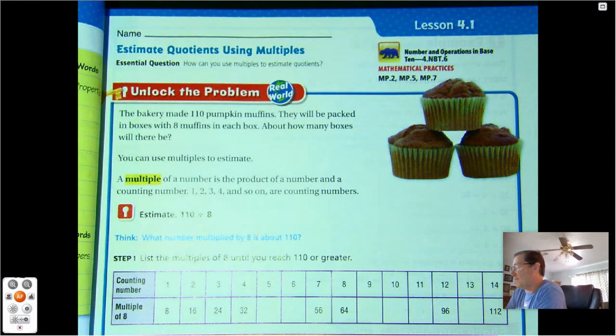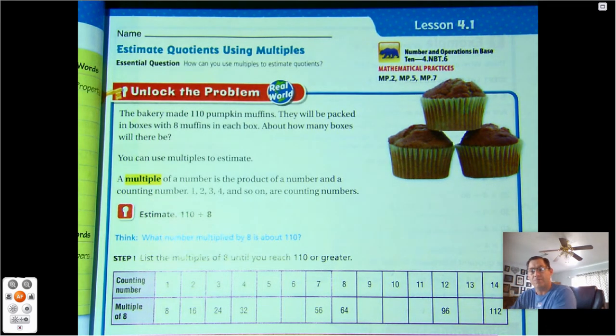Like if I have 1 8, I have 8. If I have 2 8s, I have 16. If I have 3 8s, I have 24. So it goes on like that. And so we can use a table to help do this. So let's look at the Unlock the Problem.